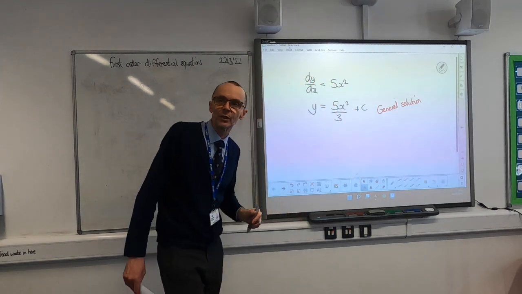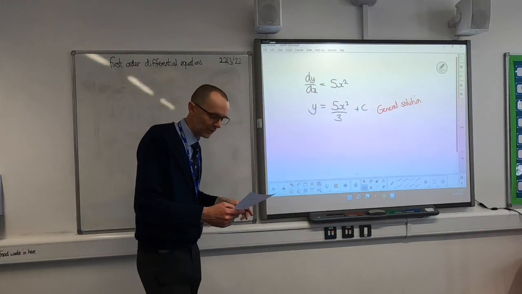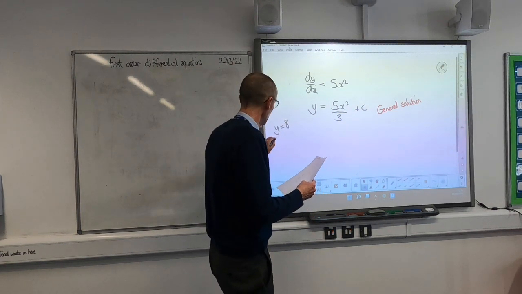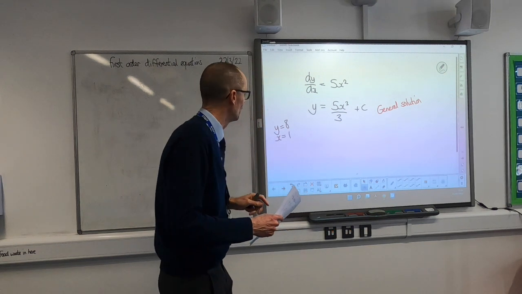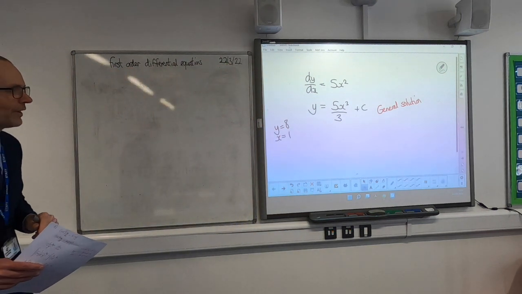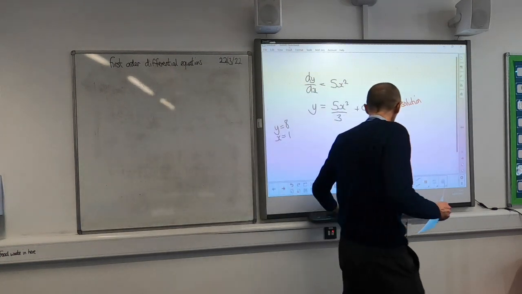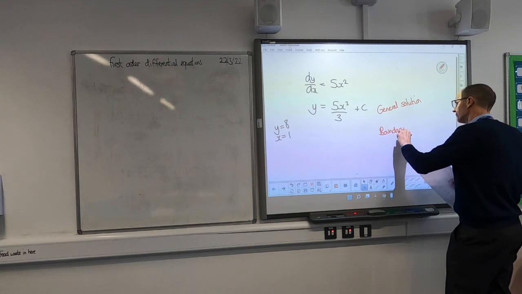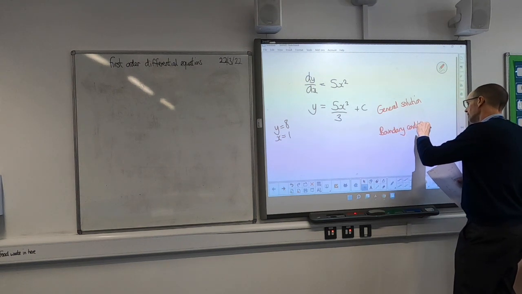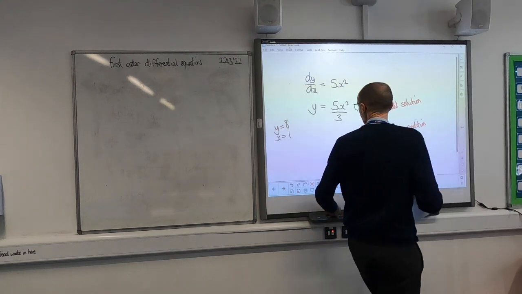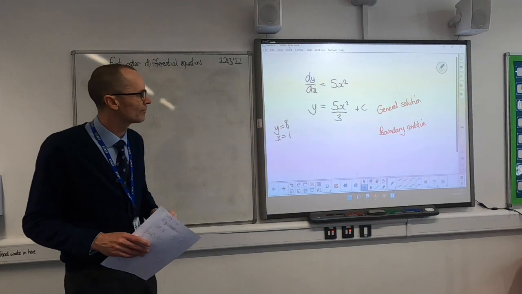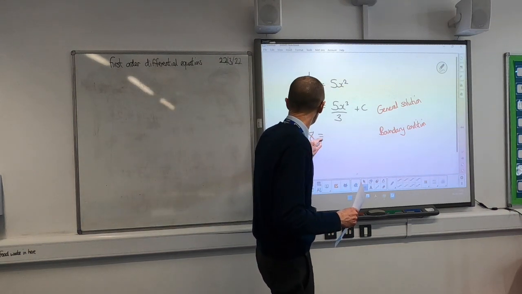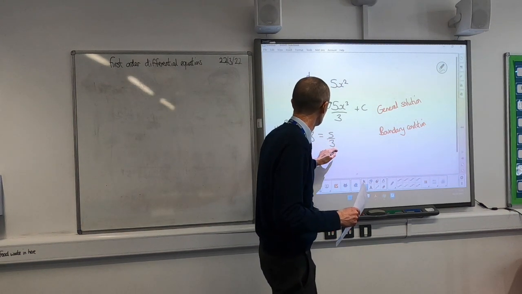It would be nice if I could work out the value of c, and normally we do that with a pair of values, don't we? Normally we're in the context of a graph, so we'd have a coordinate, but in these sorts of problems, often you are just given a pair of values like that. We call that a boundary condition. I substitute that in.